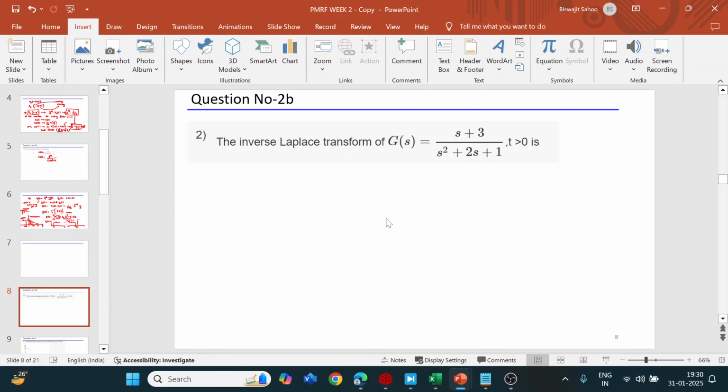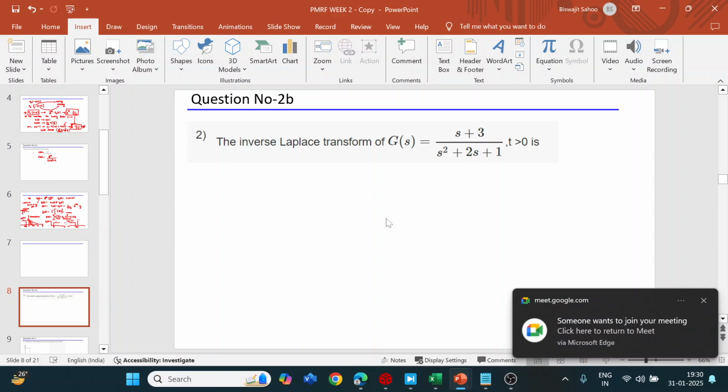Sorry. Okay, let's go to the question here. What is the inverse Laplace transformation of this signal? Try to solve this question.